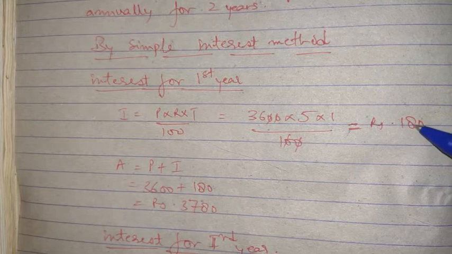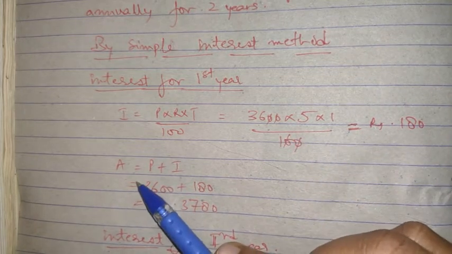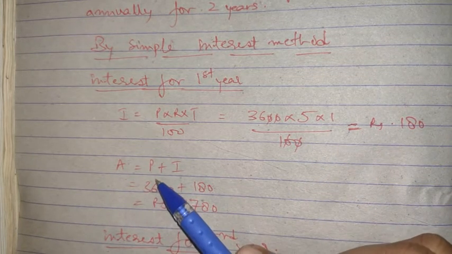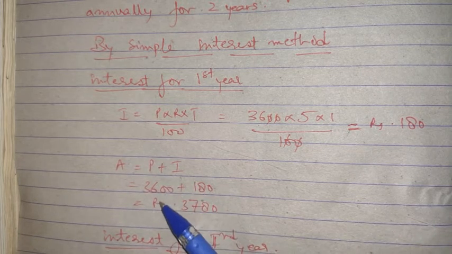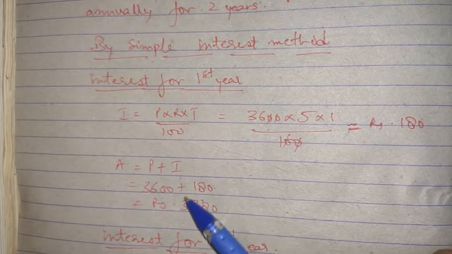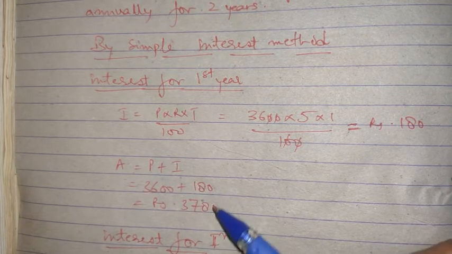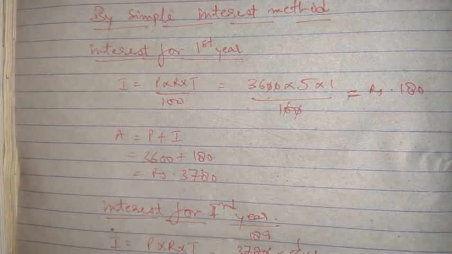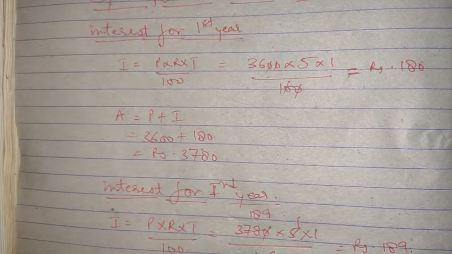On adding this interest to the original principal, I get the amount. Amount is equal to principal plus interest, that is 3,600 plus 180, which gives 3,780. Now this amount is going to act as the principal for the next year, and in this way the final amount you get is a bigger value.